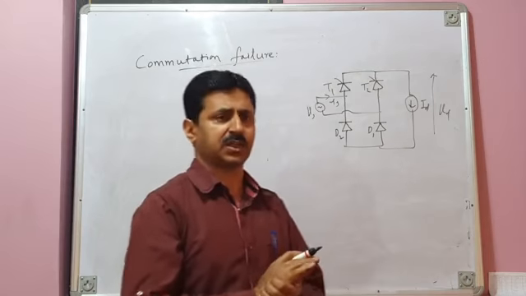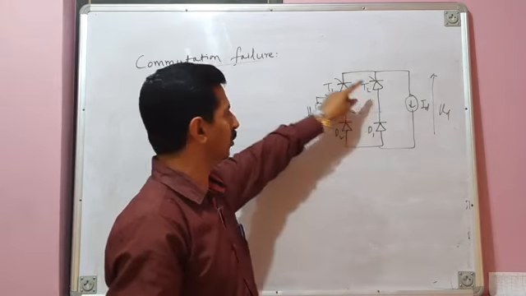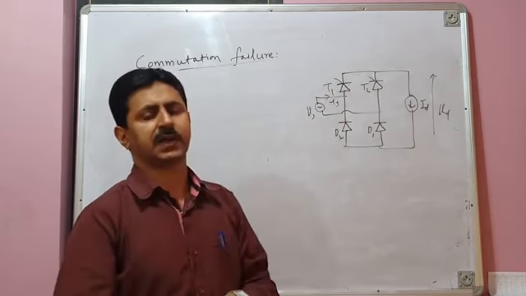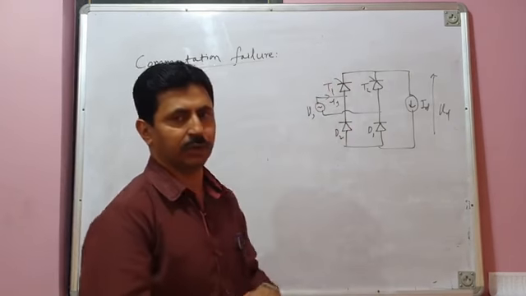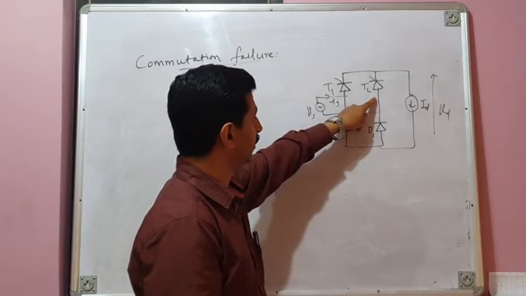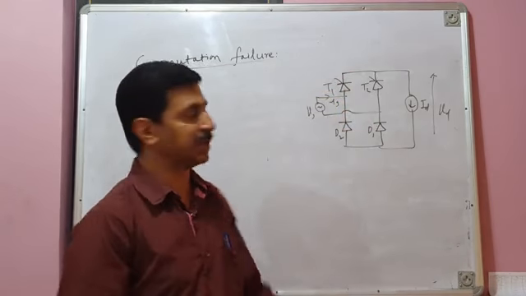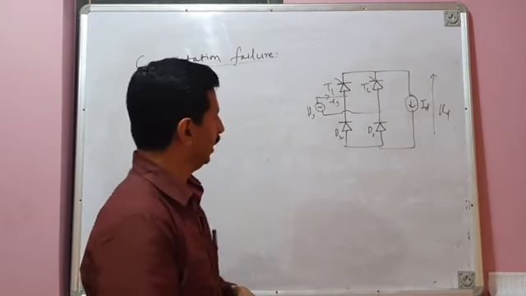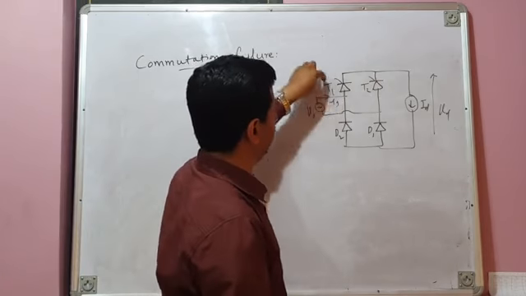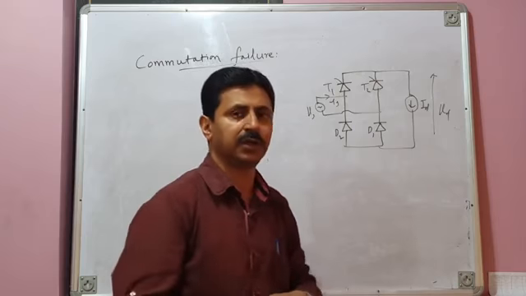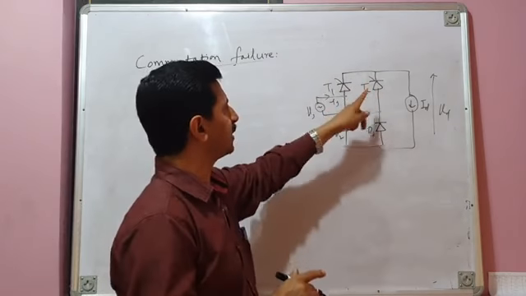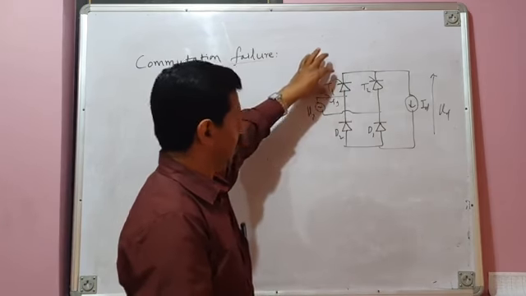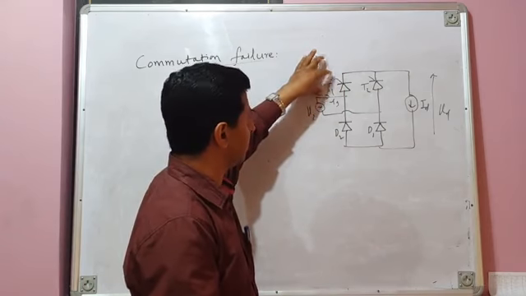If you remember, in the previous lecture I have already told you that turning on of an incoming valve causes reverse bias across the outgoing valve, that is, turning off of the outgoing valve. I mean, when T2 is fired, it reverse biases T1 and turns it off. Similarly, when T1 is fired, it reverse biases T2 and turns it off. Let us suppose previously the T1, D1 pair was conducting, and T2, D2 were off. In the negative half cycle, you have to fire thyristor T2. As soon as thyristor T2 is fired, it impresses negative reverse bias across T1 and turns it off.